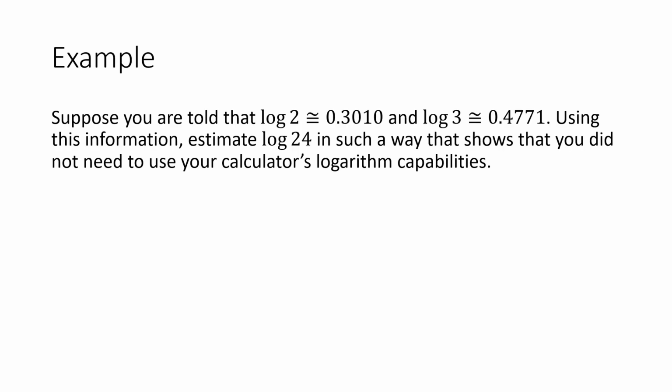Now, suppose here that I'm told if you used your calculator and put in log of 2, you would get an irrational number, an infinitely long, non-repeating decimal, but it is approximately equal to 0.3010. The log of 2 is roughly 0.3010, and the log of 3 is roughly 0.4771. So we want you to estimate the log of 24, but don't put log of 24 into your calculator. Use the information given, the information I'm circling, and see if you can use that to somehow estimate the log of 24.